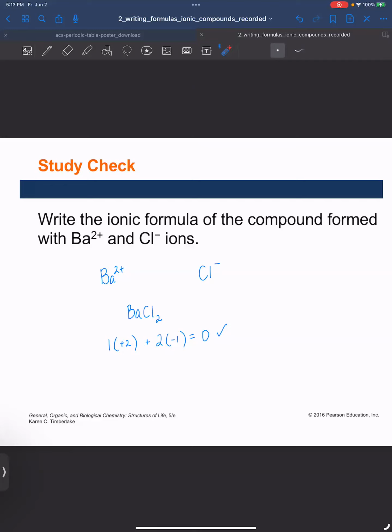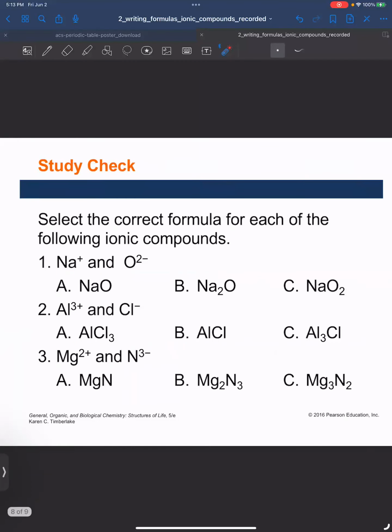And there you go. All right, go ahead, pause the video, try this study check on your own, and then check your work with me when you're done.